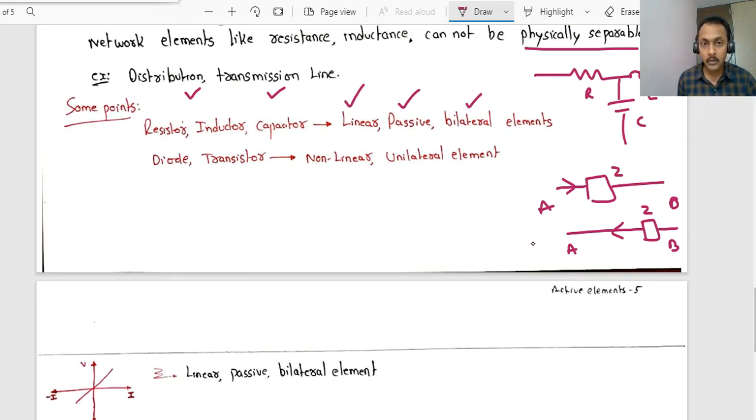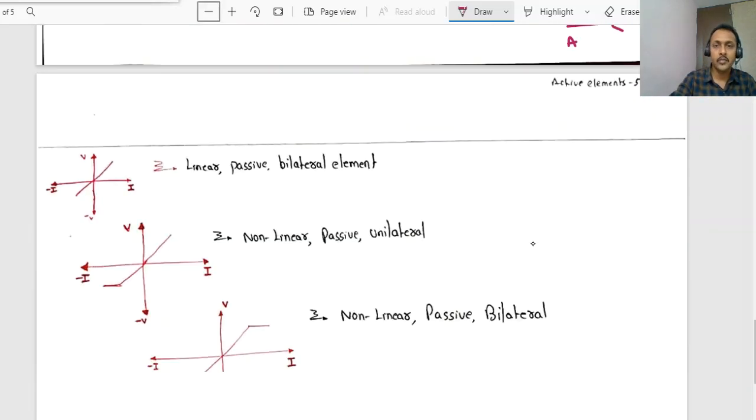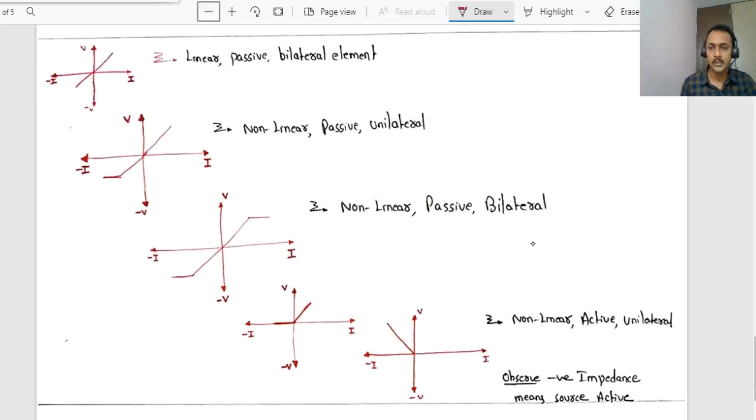What about the diode? Is it linear? No, it is a non-linear element. Is it bilateral? No, it is a unilateral element. So diode and transistor are non-linear and unilateral elements. Like that we have to understand. Clear? Right.